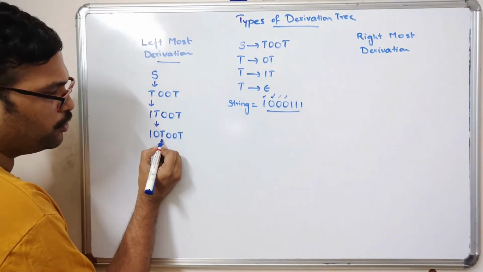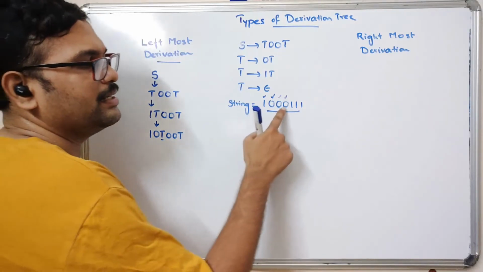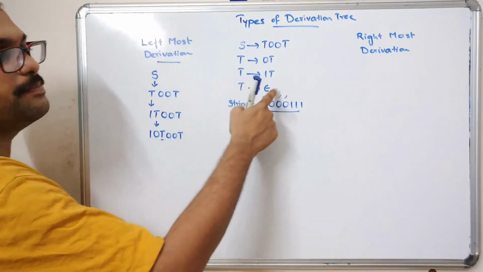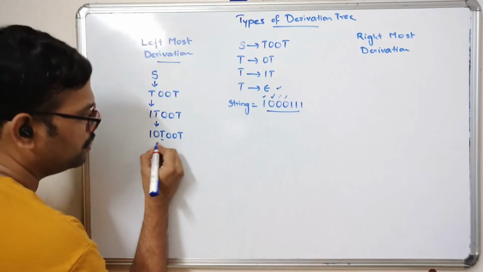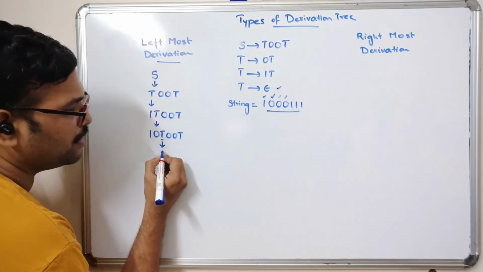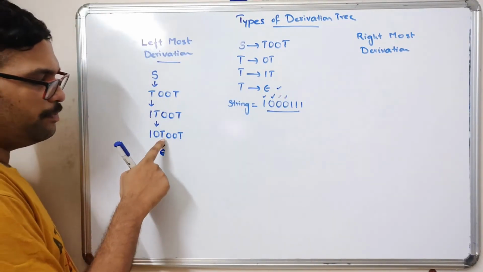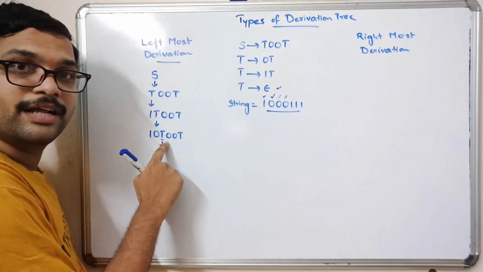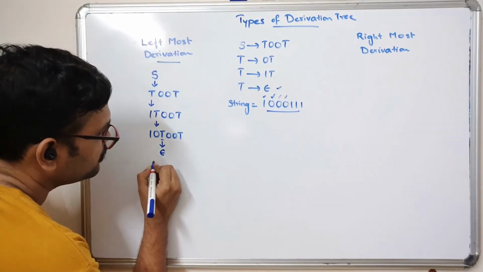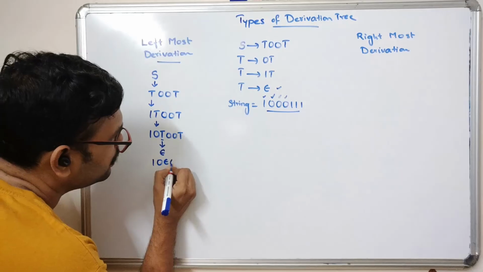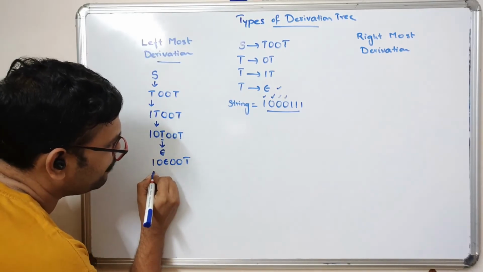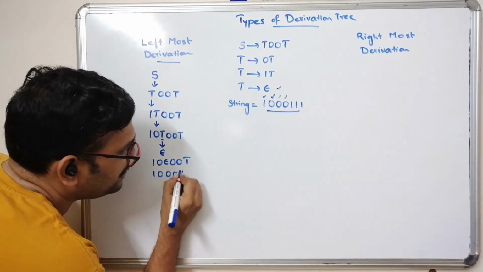So you have to substitute T so that we get the resultant three zeros. Automatically we can simply apply epsilon. So this T is replaced with epsilon, right? Because this is the leftmost non-terminal in the given string. So 1 0 epsilon 0 0 T can be written as 1 0 0 T.